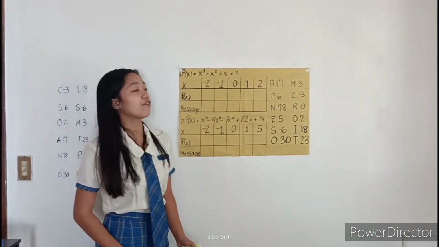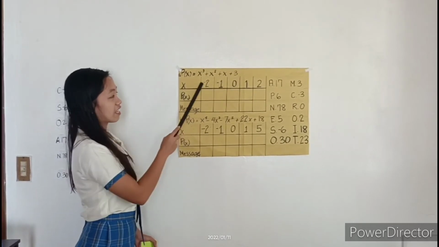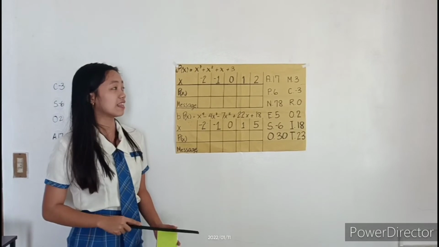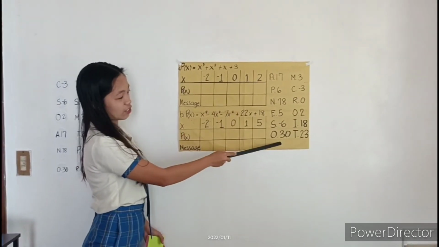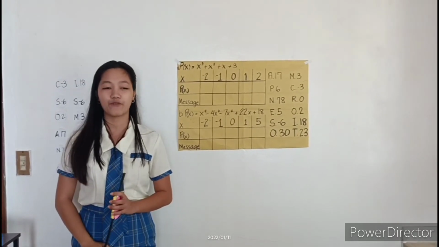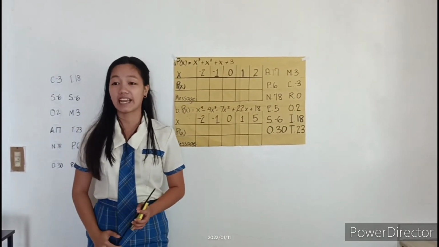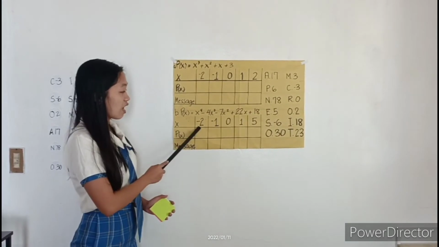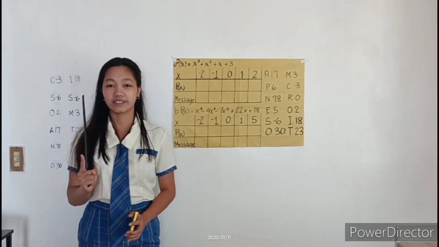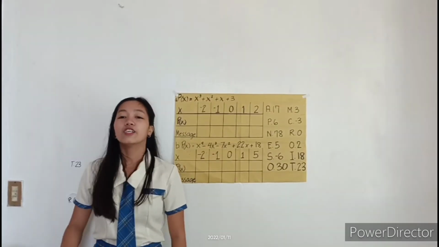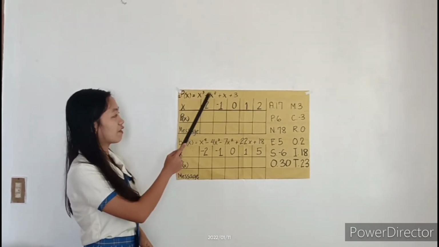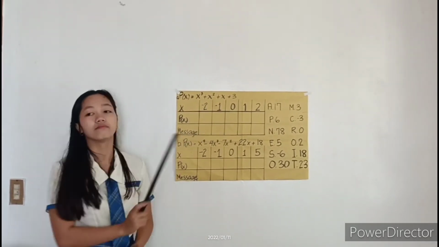To do this, evaluate the polynomial at the given values of x. Then determine the letter that matches your answer. Before we start, I just want to clarify that the first group who will get the correct answer in each value of x will get 1 point. So let's start. Find the value of p of x if the value of x is negative 2. Go!